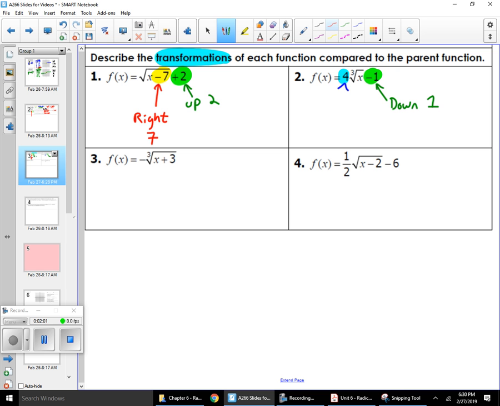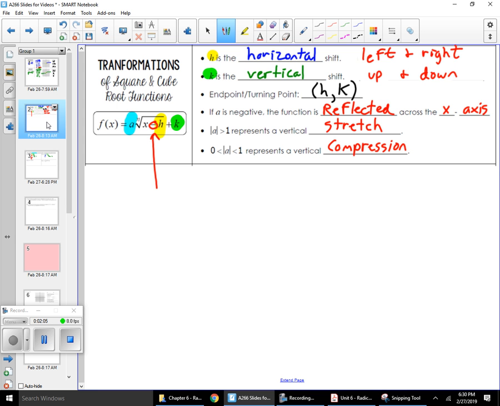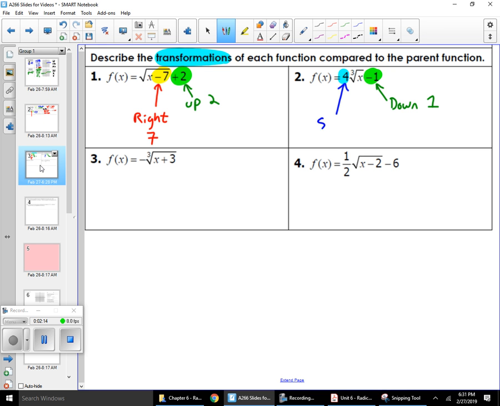This 4 out front causes us to go back to this table from the previous section. Note that that's a value bigger than 1. 4 is definitely bigger than 1, so this is going to be a stretch of 4. So we would have to stretch that whole graph vertically in order to take care of that 4 in front of the cube root.